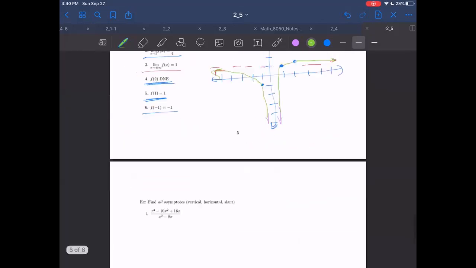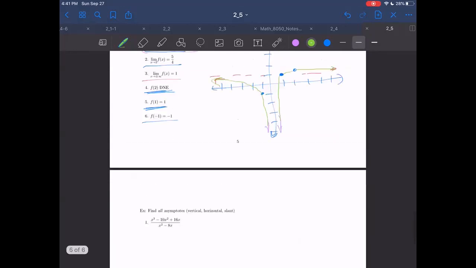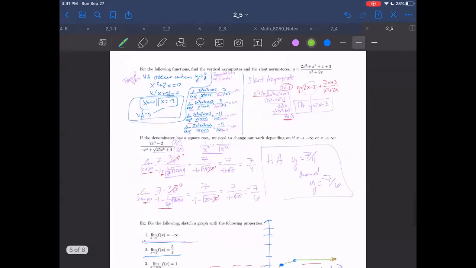All right, there are 2 more examples on here. I'm going to wait and do those in class, but that way you have them and you can attempt them if you want to before I do them in class.